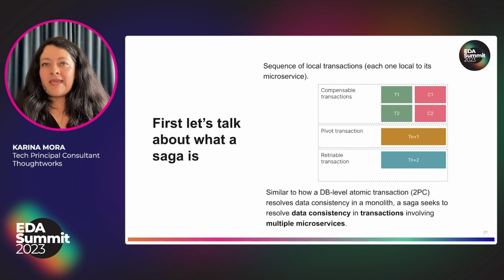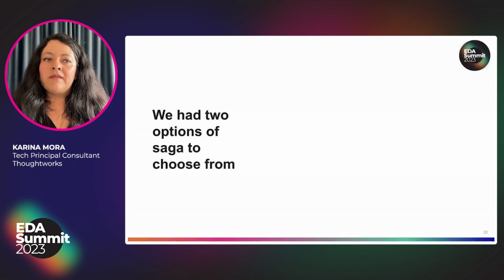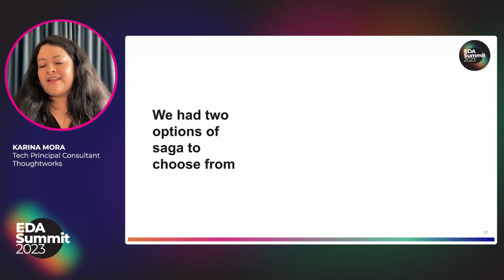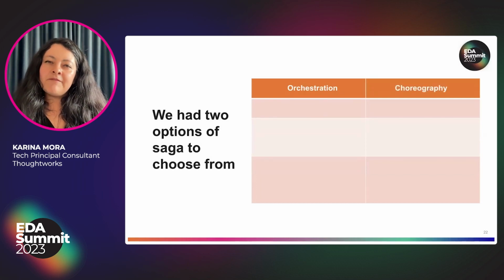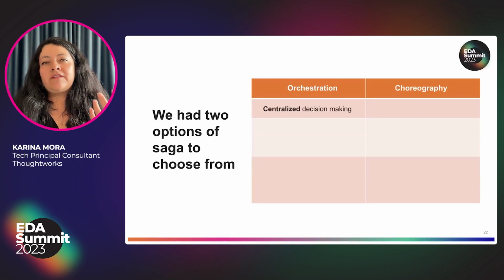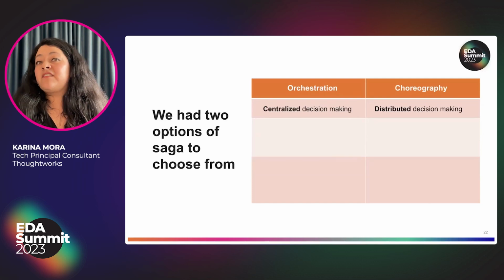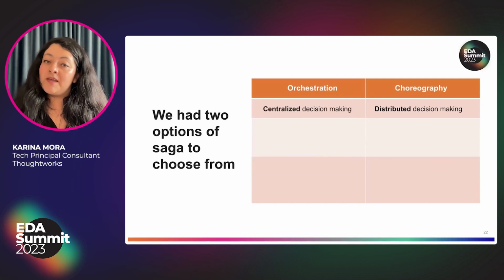Saga is a concept that came from how we did DB-level atomic transactions in the past, and how we need to keep this data consistency now in a distributed architecture that involves multiple microservices. We had two options of saga that it's also important for you to know: the orchestration on one hand and the choreography. The main difference between these two is that in orchestration, the decision-making is centralized, and in the choreography, it is distributed, which sounds very simple conceptually.